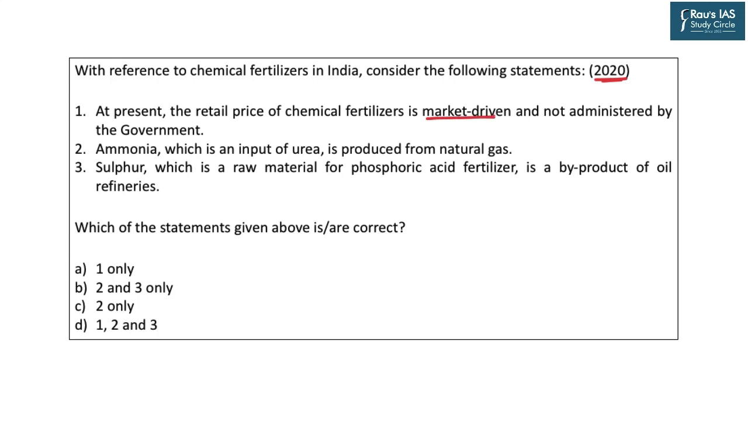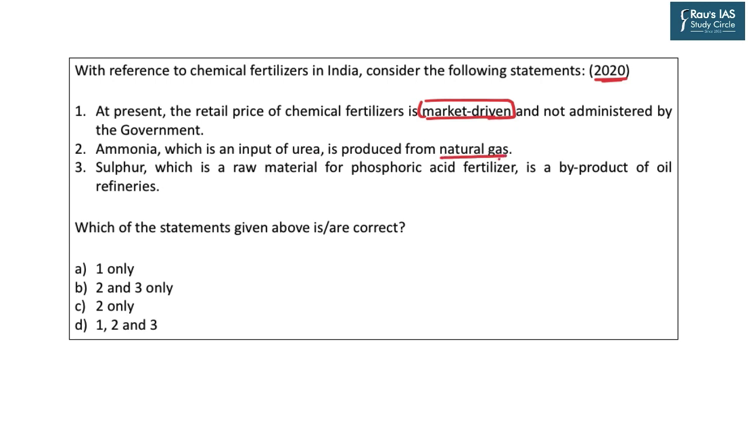We have just seen that the fertilizer subsidy burden is very high because government decides the market price, and the difference between MRP and the cost of production is given as subsidy for the urea fertilizers. And there are other subsidies that you know very well of. So it is not market driven. It is completely administered by the government. Statement is incorrect.